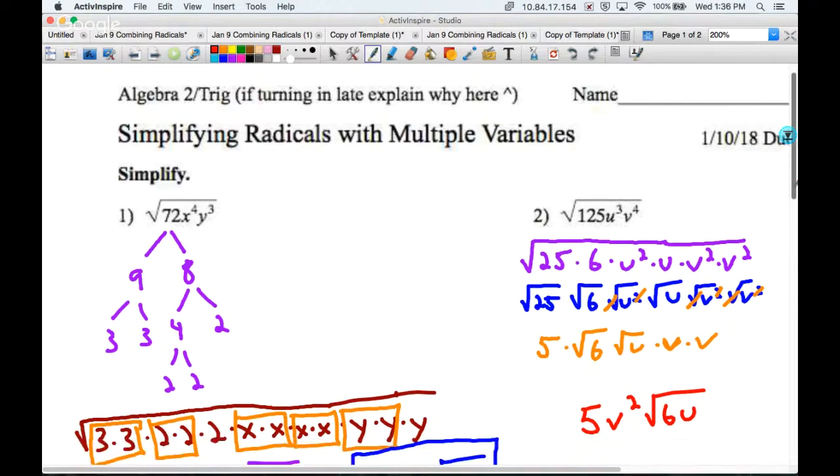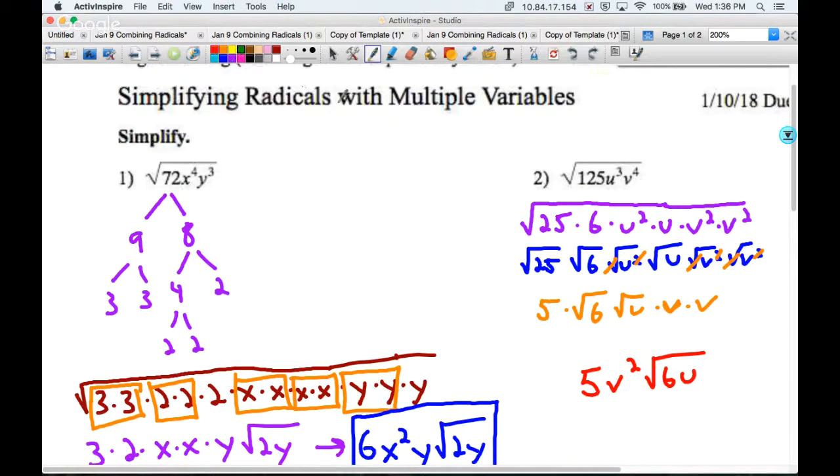Oh, yes. I've made a little mistake here. 125 is not 25 times 6. It's 25 times 5. So let me replace all these 6's with 5's. Even teachers make mistakes. That should be the lesson here. But it didn't change our final answer that much. All right.